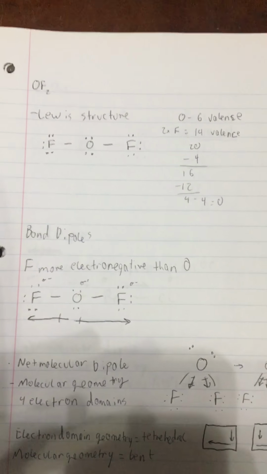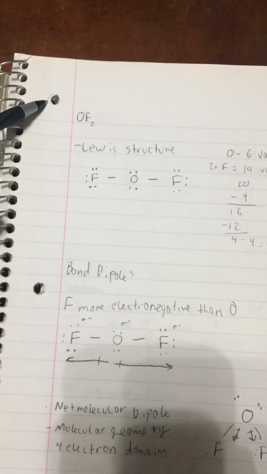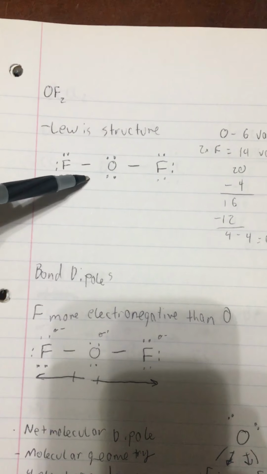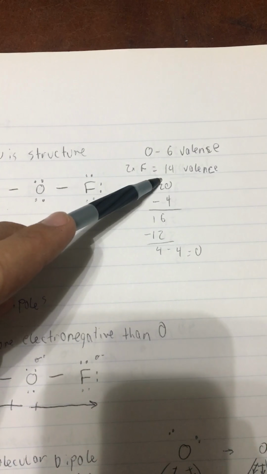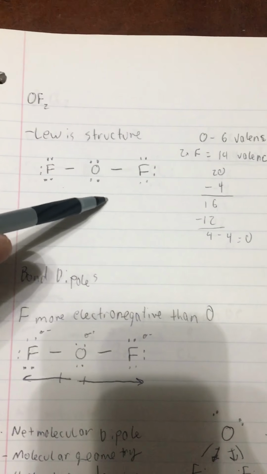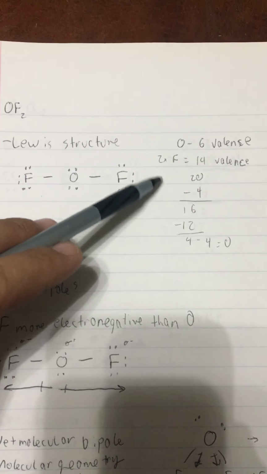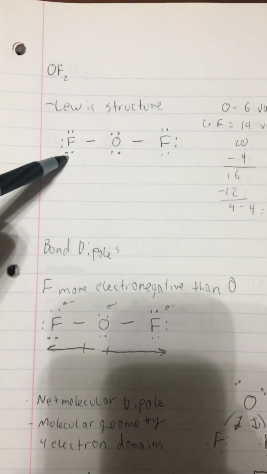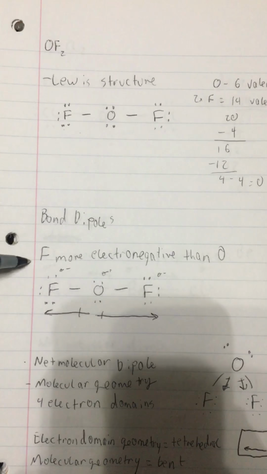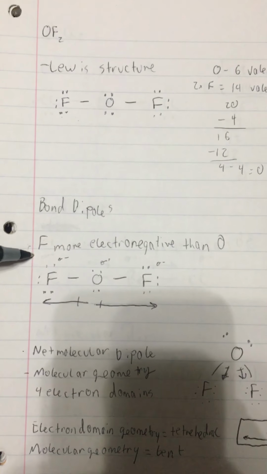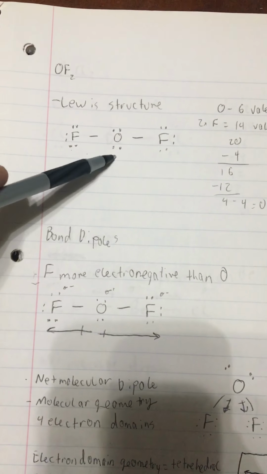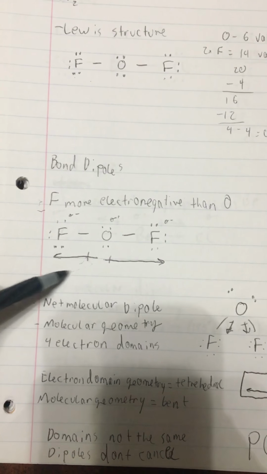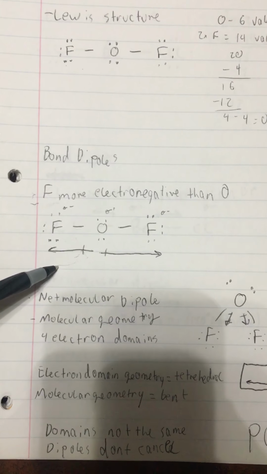The second molecule we're given is OF2. First thing we have to do again is draw the Lewis structure using the valence electrons, which total 20. We place them around and get this. Then we know that F is more electronegative than O, which is the center atom of the molecule, so the bond dipoles are going to point outwards towards the F.